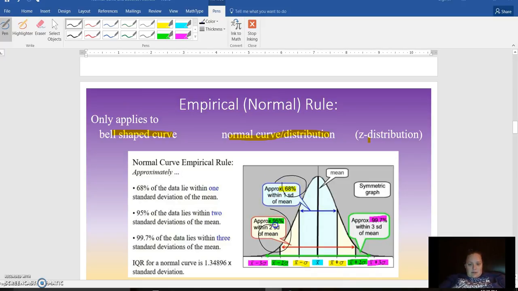68, 95, 99.7. We'll do this a zillion times. You should just learn it because we do it so much. And until you learn it, write it on a little piece of paper and just reference it. No big deal. If I forget it, I just Google it. I teach this all the time, and I use it for my research.